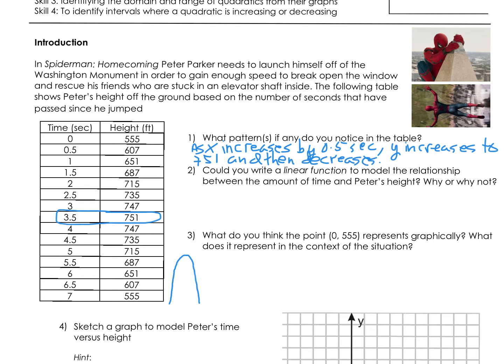Okay, so the next question says, could you write a linear function to model the relationship between the amount of time and Peter's height? Why or why not? Well, the answer is no, because with a linear function, as x increases, y will decrease, or as x increases, y will increase, but it will not decrease and increase as x increases. You don't have both of those because it's linear. As x goes in one direction, y is going to go in the same direction all the time. So go ahead and write that there.